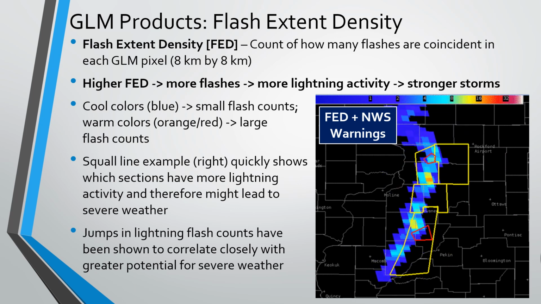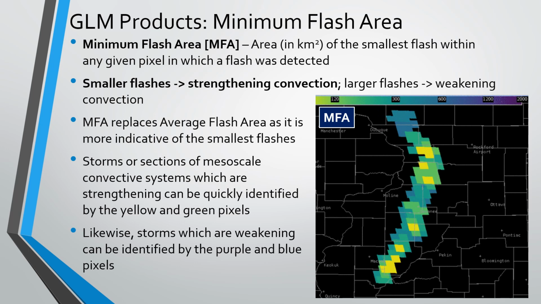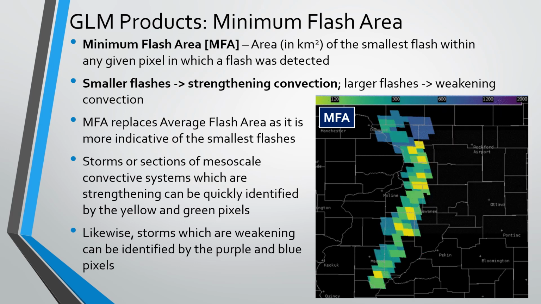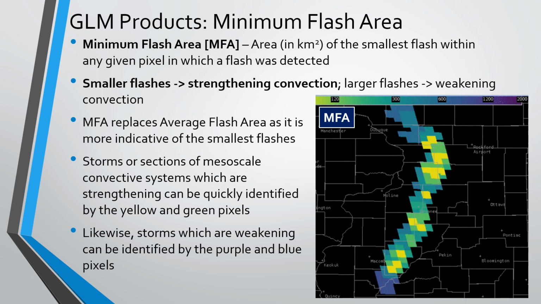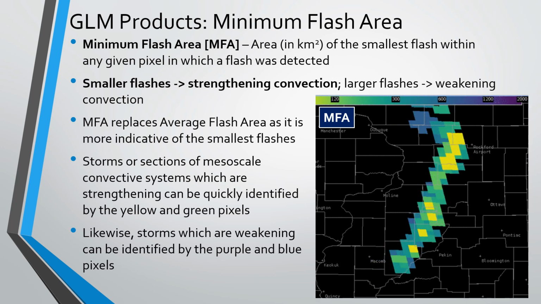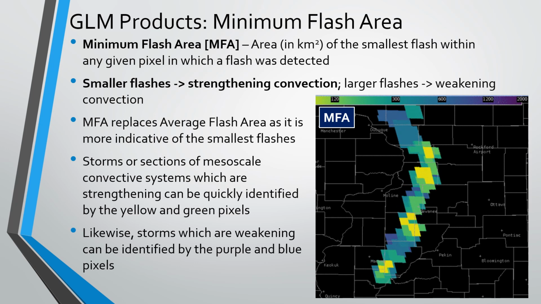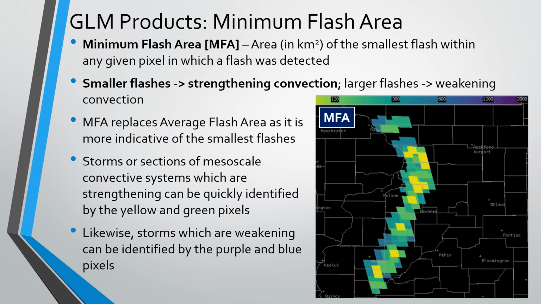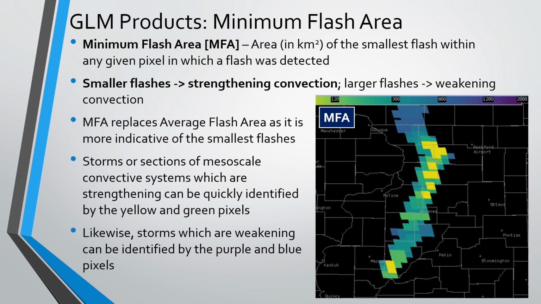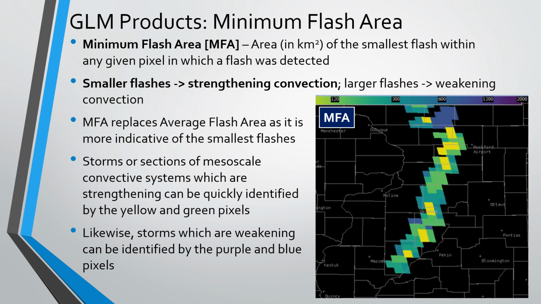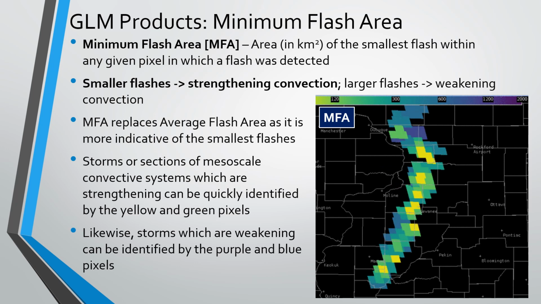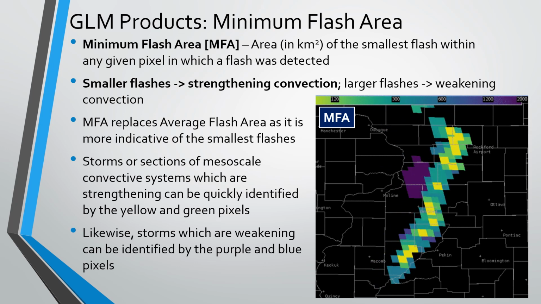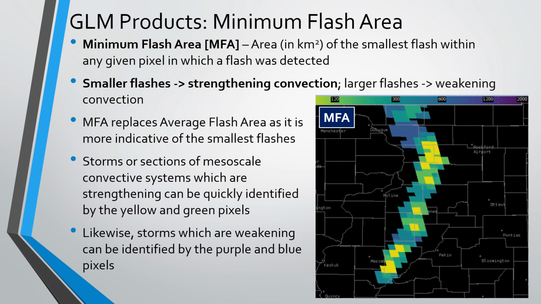severe weather. The minimum flash area gridded product again shows the smallest flash within any given pixel in which a flash was detected. Contrary to what you might think, smaller flashes actually indicate strengthening convection, whereas larger flashes might indicate weakening convection. The reason is that in the strong updrafts at the center of a storm, you have a lot of charge separation happening very quickly in a small amount of area.